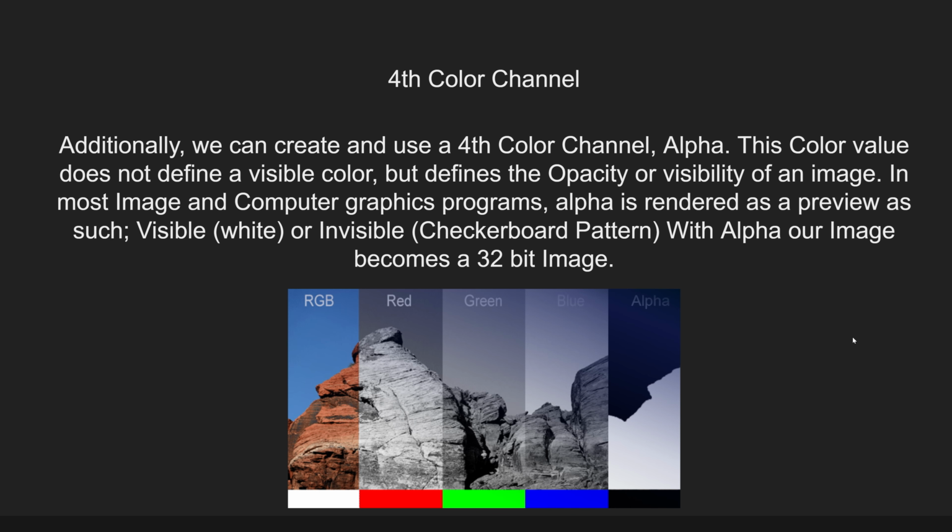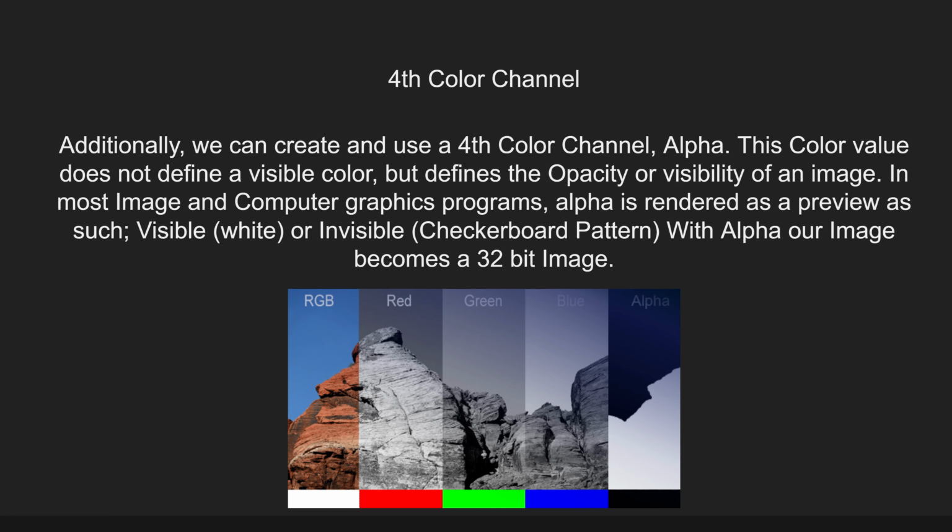With using kind of shader computations, we're going to actually also have a 4th color channel that we can use for many different things. This 4th color channel, which we refer to as alpha channel, is actually not a visible color, but represents a visibility or invisibility or opacity value.